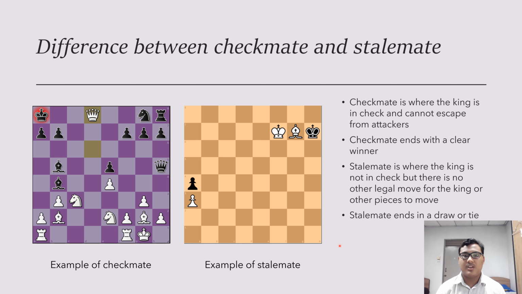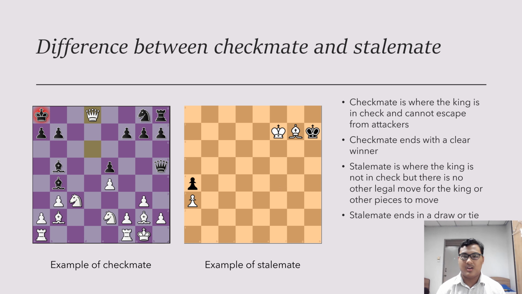A stalemate is where the king is not in check, but there is no legal move for the king or other pieces to move. So stalemate ends in a draw or tie. For example, here black has no legal move and the pieces are stuck. Because of that, the game ends with a draw. Therefore, both of the players receive half of the marks.